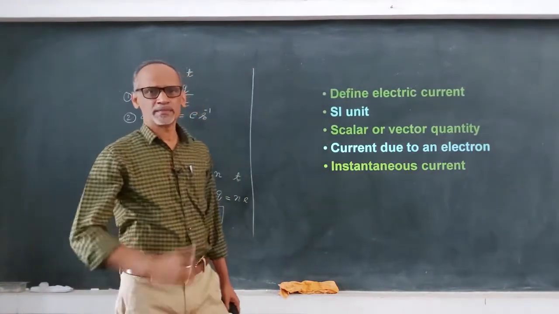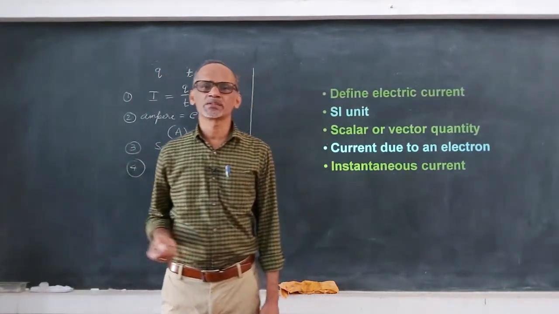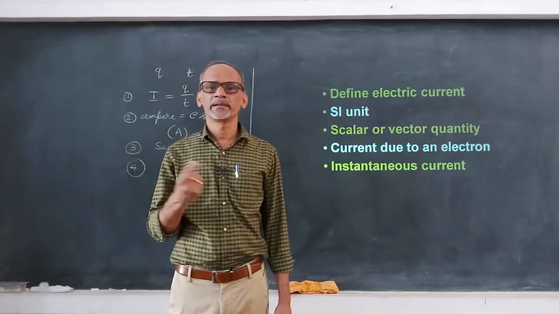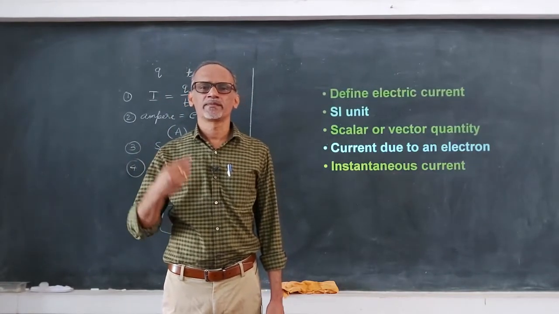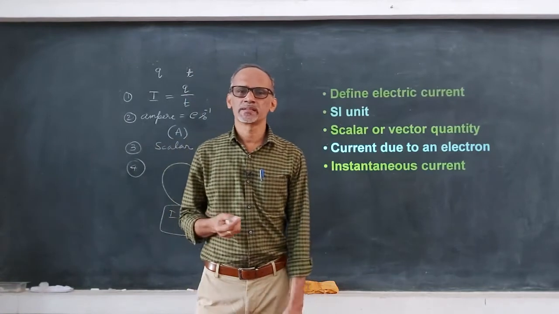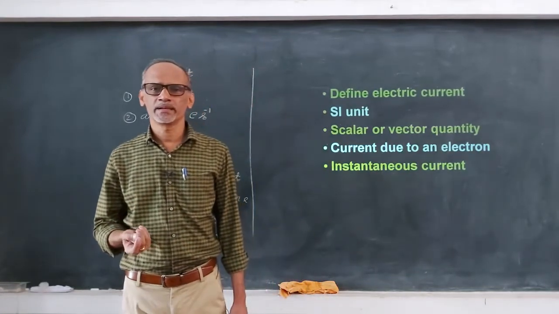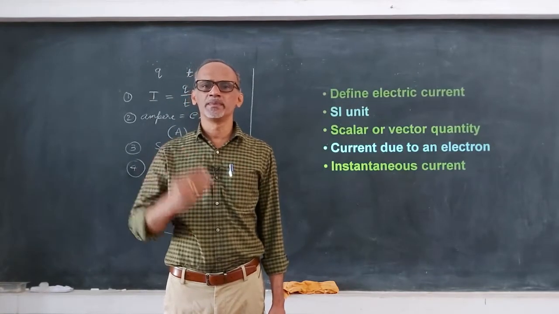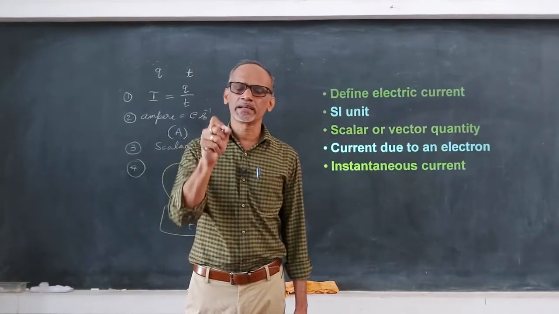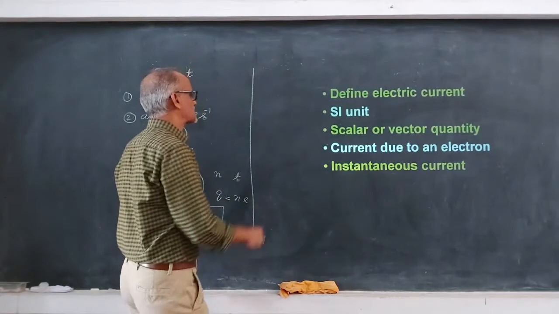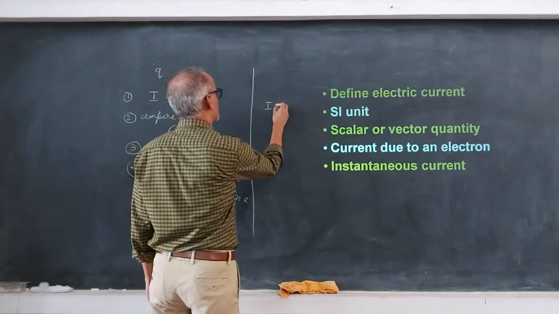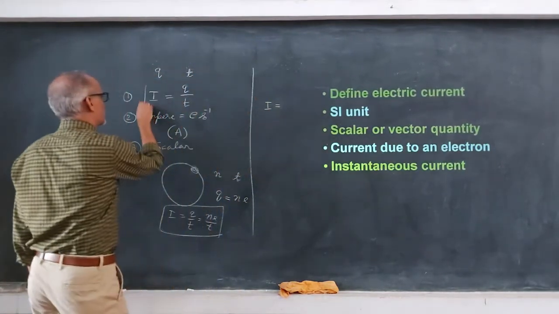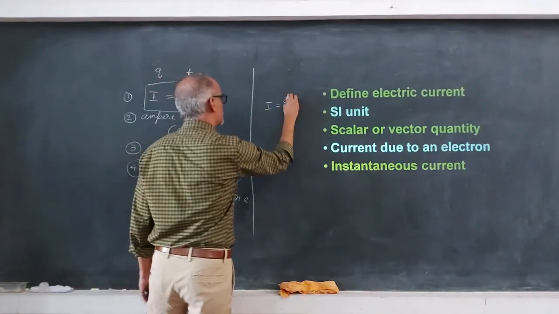How do we measure the instantaneous current? In some circuits, the current continuously changes with time, for example the alternating current. The current flowing through all home appliances is alternating current, which changes continuously. Whenever the current is variable, we measure current at a particular instant of time, and that current is called instantaneous current, measured by I is equal to, instead of q by t, dq by dt.